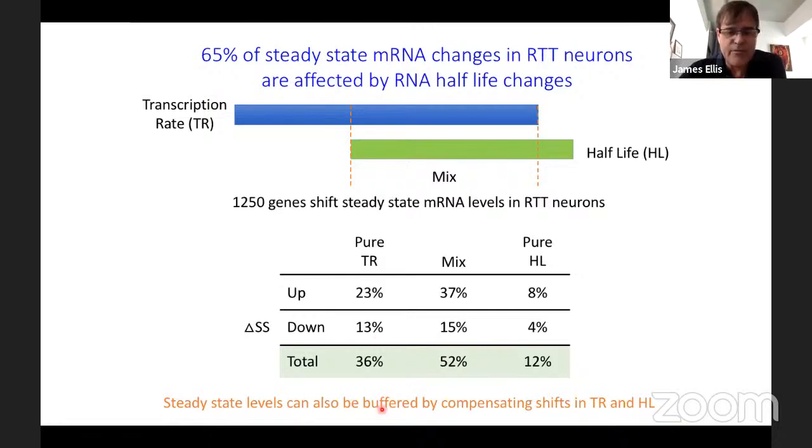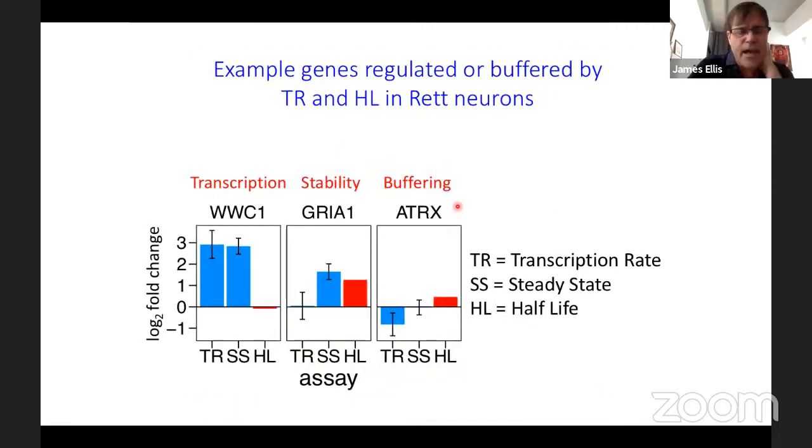And these steady state levels can also be buffered by compensating shifts in transcription rate and half-life, because if your transcription rate goes up, but your half-life goes down, you would then expect to see no change in steady state. And so your RNA-seq data says nothing's happened, but in reality, things have happened, they've just buffered each other. So I think this is my last data slide, and this is examples of genes that are regulated or buffered by transcription rate or half-life in Rett syndrome neurons.